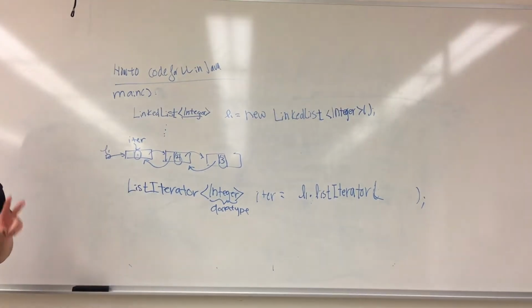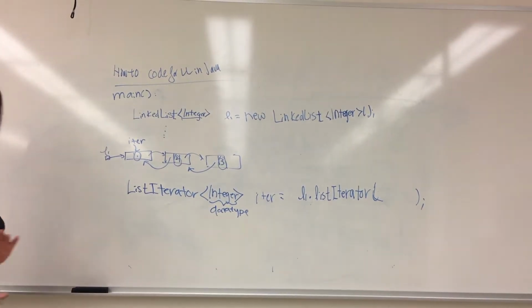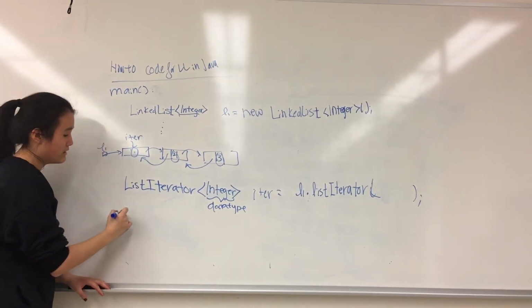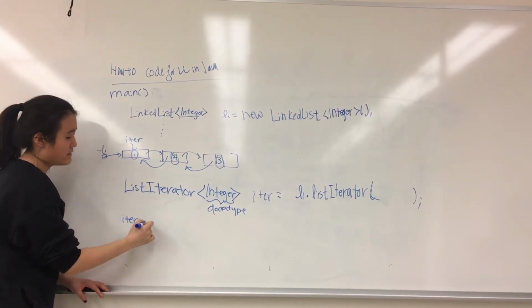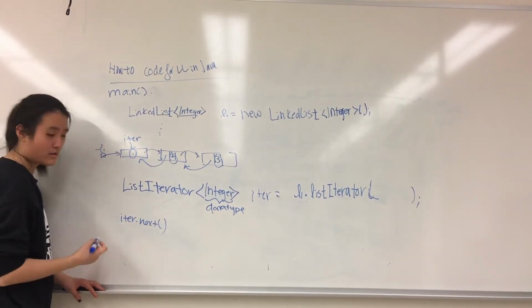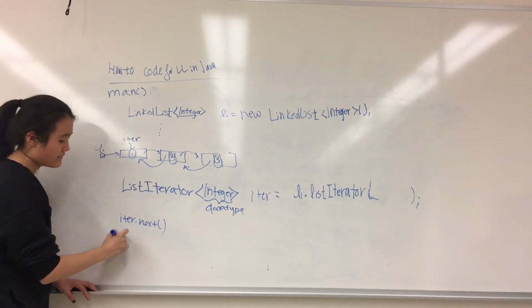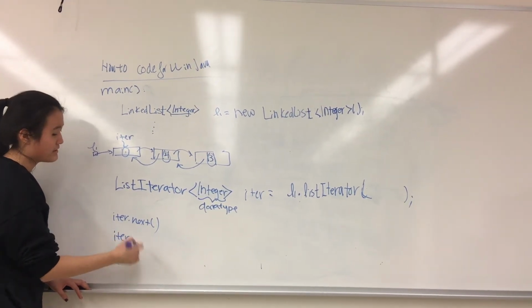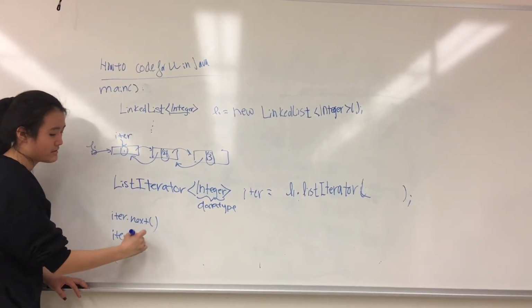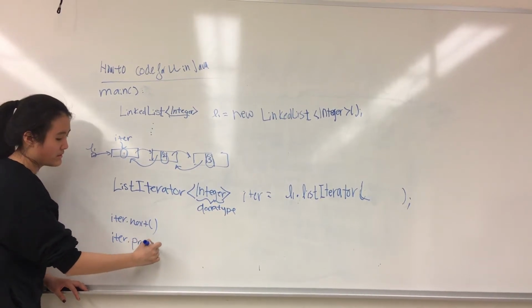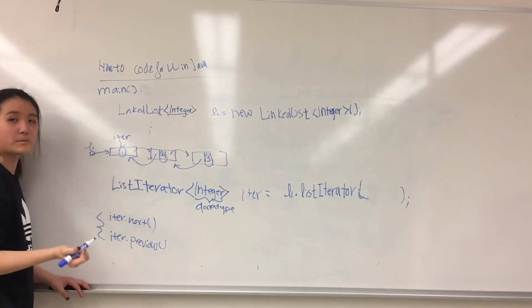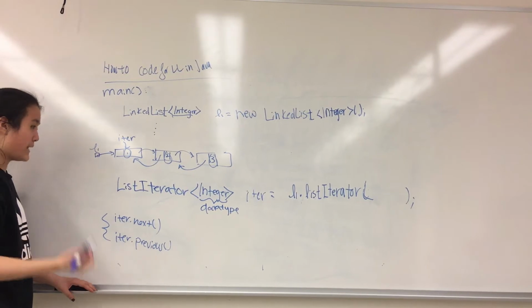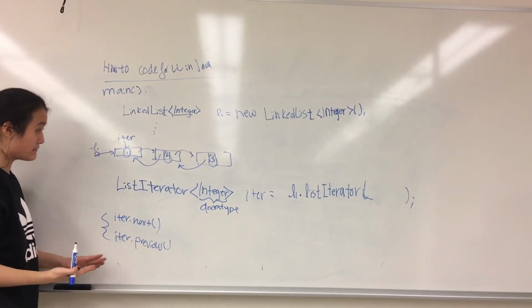So the top two methods that you'll probably be using the most are iter.next, I think this is a method, check the JavaDoc is what I have to say, and iter.previous. These are the most commonly used methods within the list iterator.